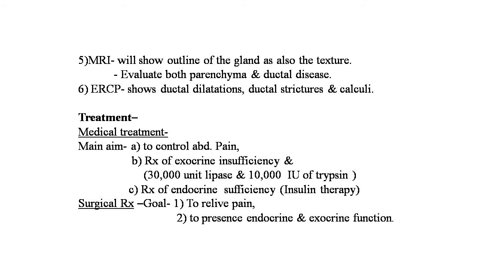Treatment in acute chronic and chronic relapsing pancreatitis is medical treatment. The main aim is to control the abdominal pain. For treatment of exocrine insufficiency, 30,000 units of lipase and 10,000 international units of trypsin are to be given. For treatment of endocrine insufficiency, insulin therapy should be given.